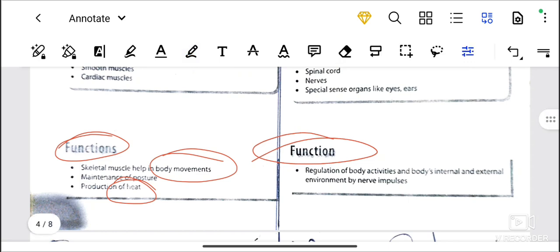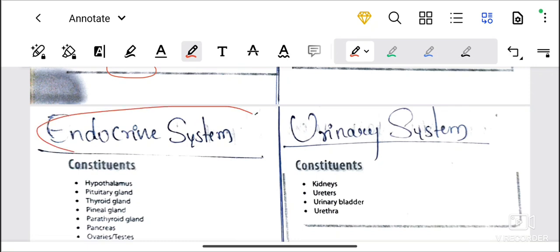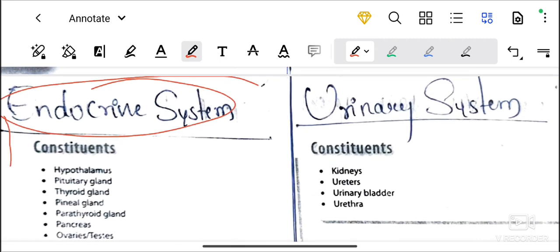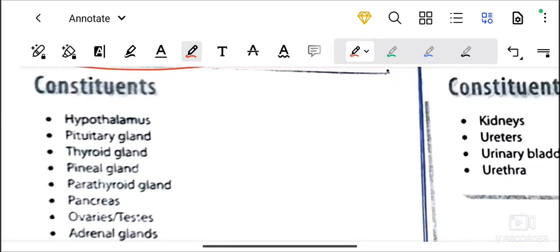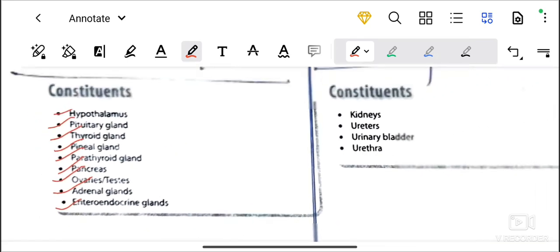The next system is the endocrine system. In this endocrine system, we will study the hypothalamus, pituitary gland, thyroid gland, pineal gland, parathyroid gland, pancreas, ovaries, adrenal gland, and next the enteroendocrine glands. Enteroendocrine glands are also studied.